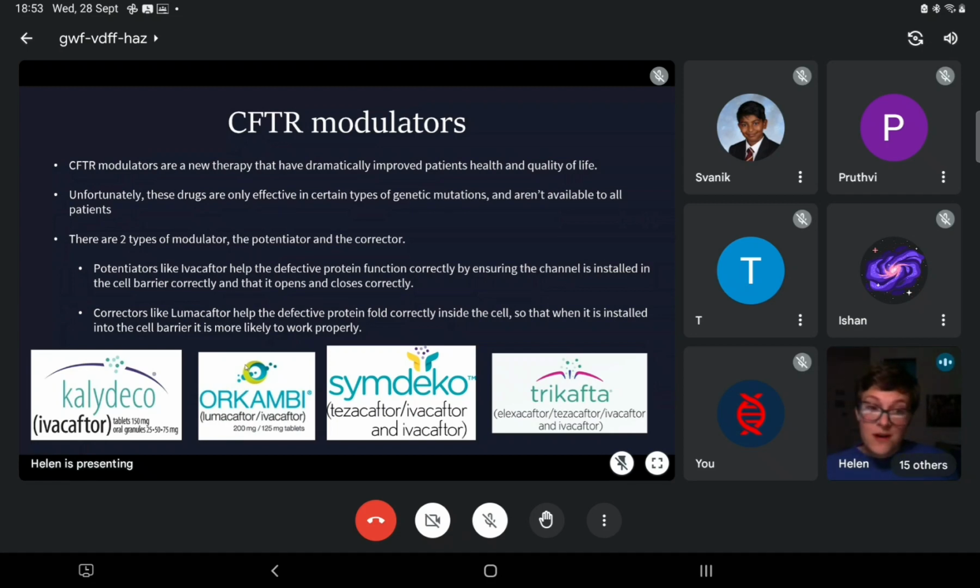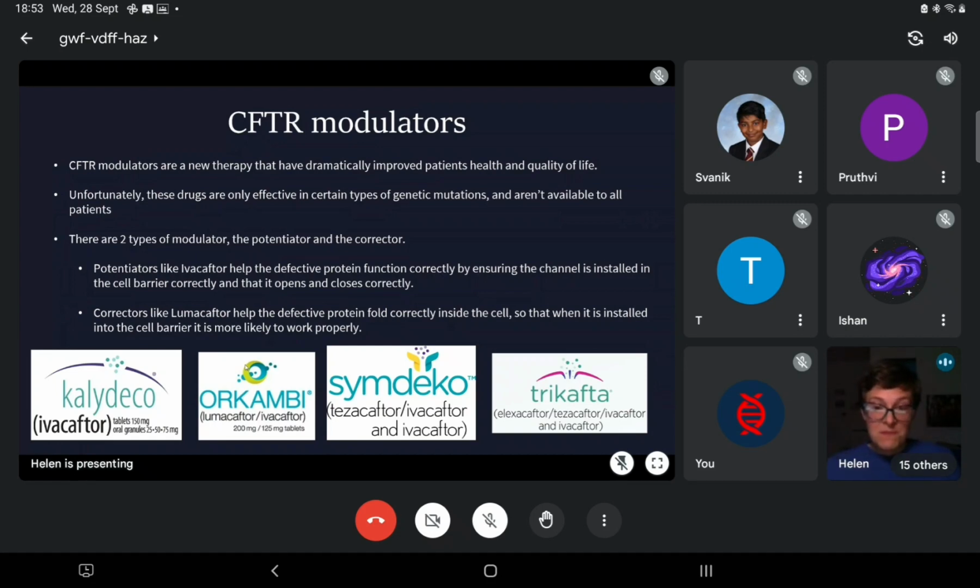So how do these modulators work? Again, this is another really cool bit of technology in pharmaceuticals. There are 2 types of drug within these medications. There are things called potentiators. Ivacaftor is a potentiator, and that helps the defective protein function correctly.